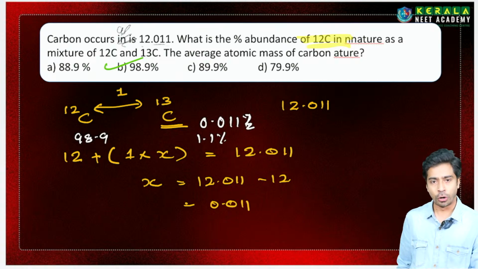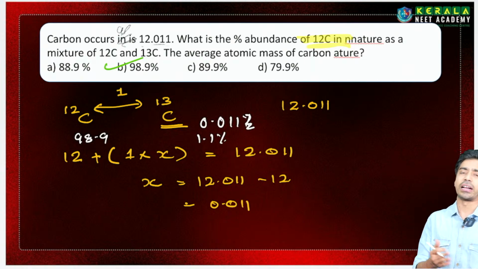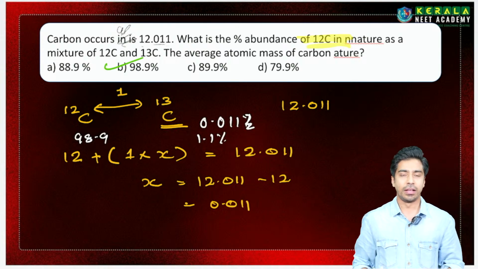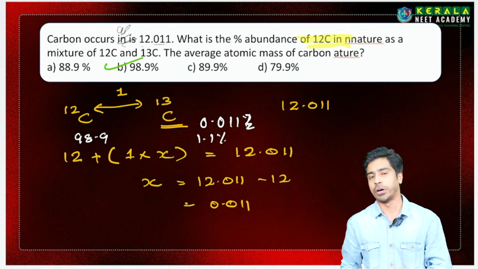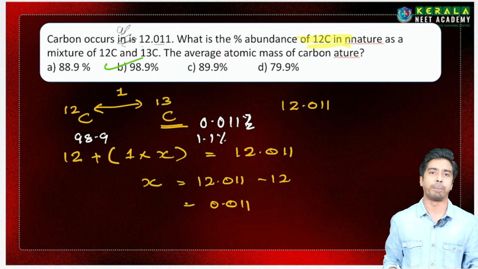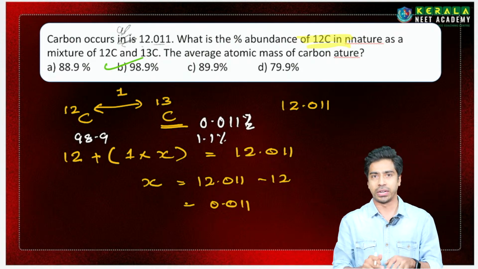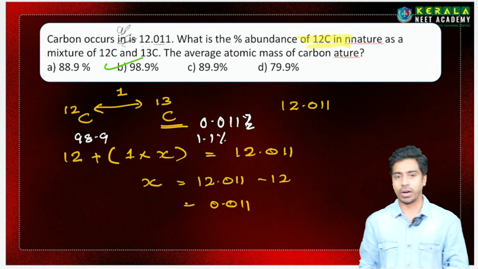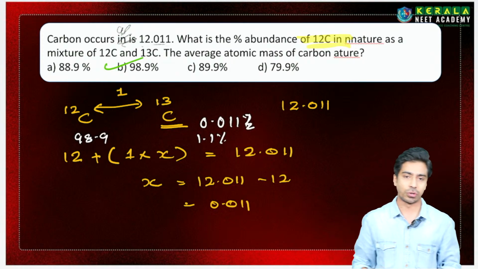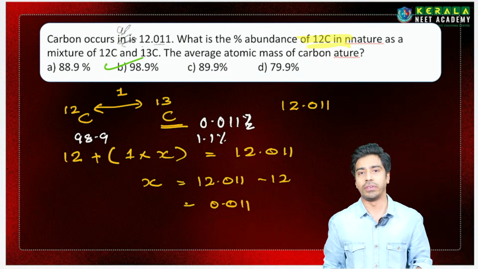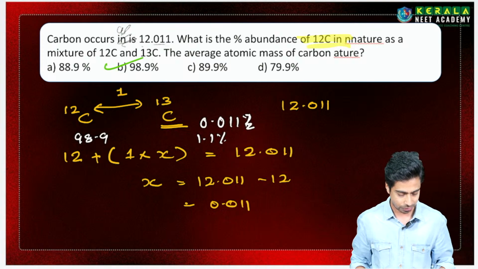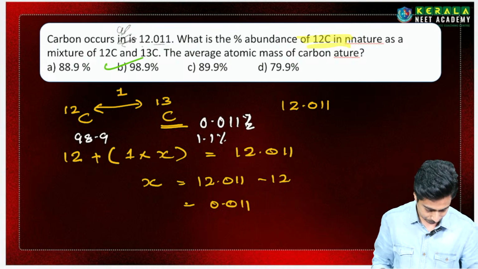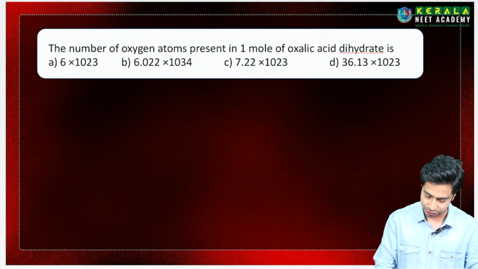I know it's a very simple question. If you do the calculation directly you'll get the answer. But the concern is that you would spend 2 to 3 minutes on that particular question, so you will not be able to complete all the physical chemistry questions in the required time. For that, we have to apply these kinds of shortcuts. This is the first shortcut we have discussed in this chapter to calculate the average atomic mass. Now we'll move on to the next question.